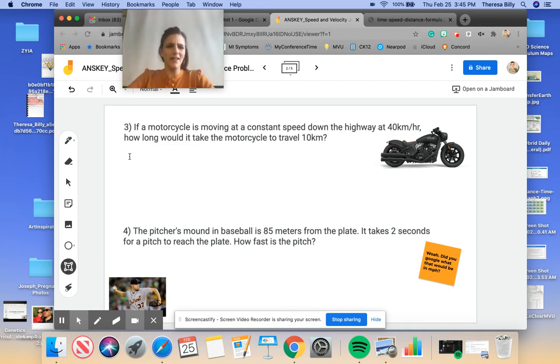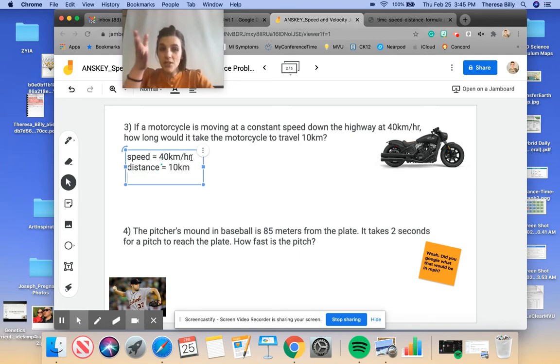What are we given in that problem? Look at your numbers there. The motorcycle is moving with a speed of 40 kilometers per hour. Okay, what else are we given? It says that the motorcycle is going to travel 10 kilometers. So that would be your distance, 10 kilometers. The question itself is saying how long, which means how much time is going to pass. So we need to solve for time.